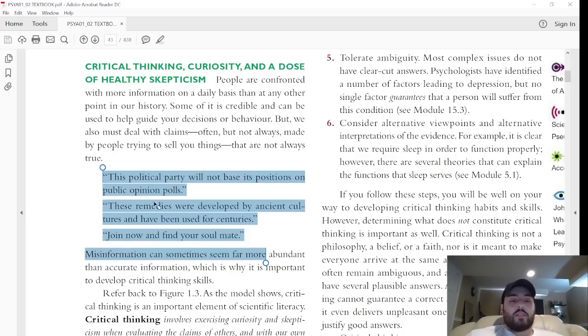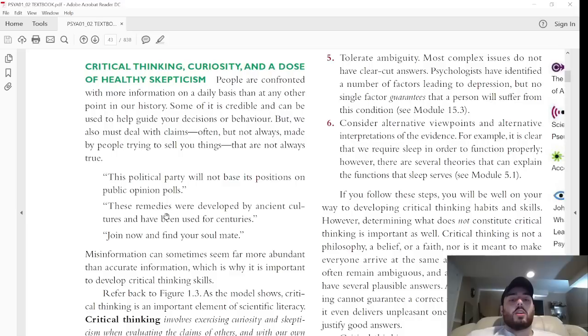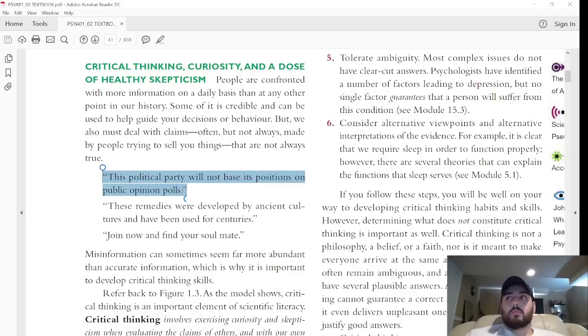For example, if someone says this political party will not base its positions on public opinion polls, right? Why is that? Why wouldn't a political party want to base its position on the opinion polls of its voters, right? You would want to break that down with your critical thinking lens on.